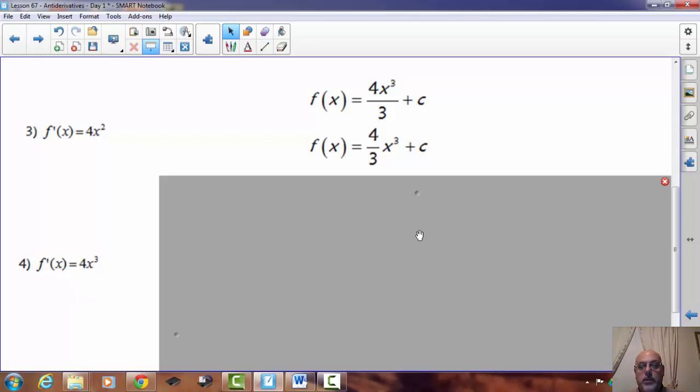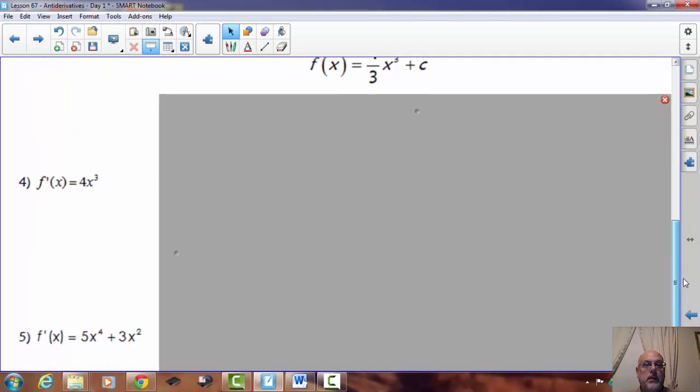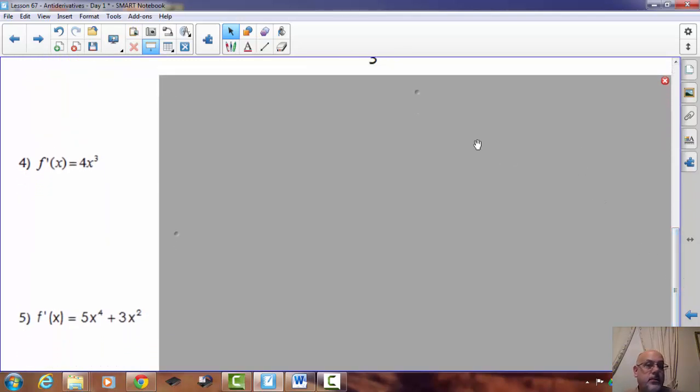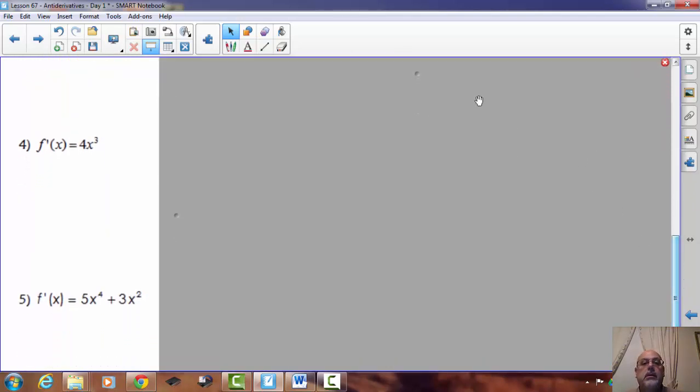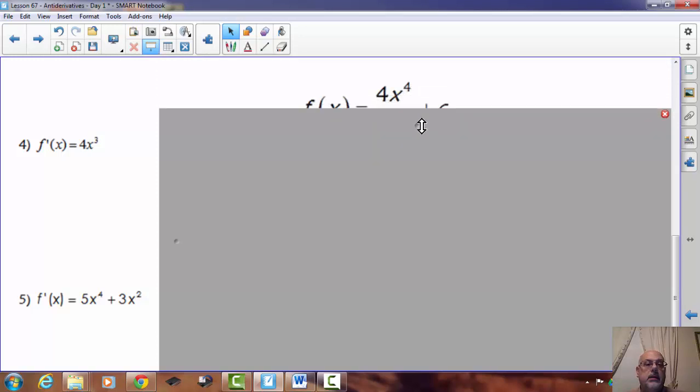When will the ball hit the ground? That means the S of t is 0, so try that one on your own and come back. So you take the S of t function and you set it equal to 0. And you get 0 equals negative 16 t squared plus 20. Hopefully everybody can try that one on their own. So let's take a look.